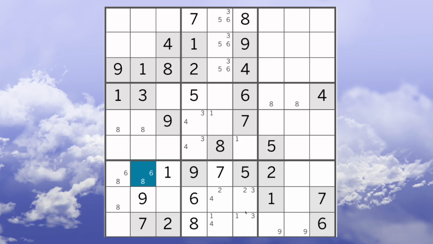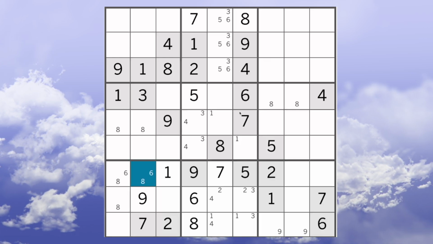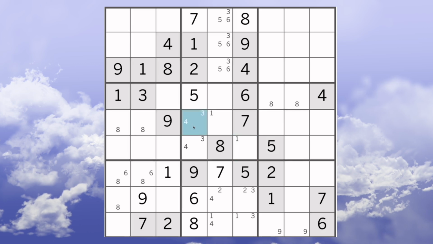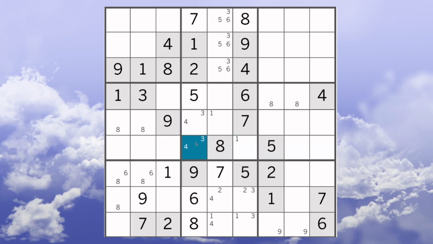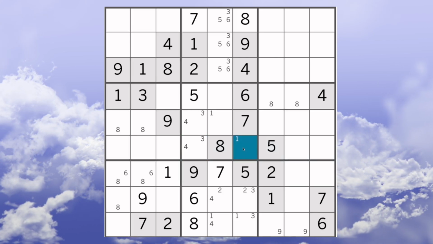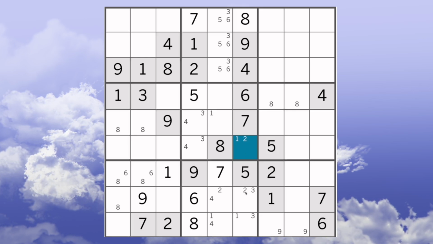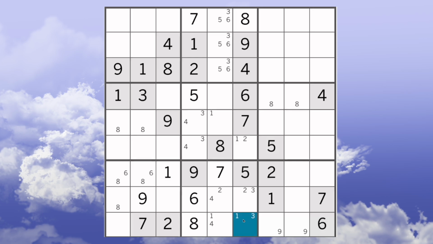Let's look at this column here. We need a 1, 2, or 3. So we know our 3 has to be in there. So that can't be a 3. So that has to be a 1 or a 2. And then those are already filled in.